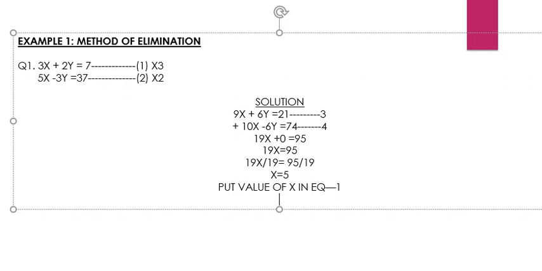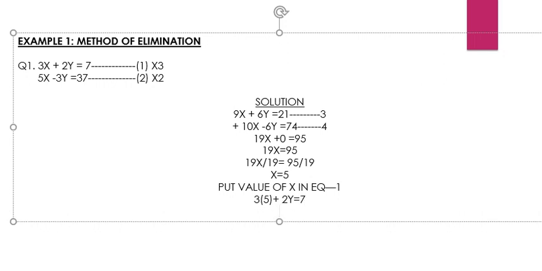And so this is what we have. In equation 1, we have 3, and then we have our x to be 5, right? So in place of the x, we're putting 5 over there, and then plus our 2y, which is giving us 7. Okay. So now 3 by 5 is giving us 15, plus our 2y, right, is still giving us 7.